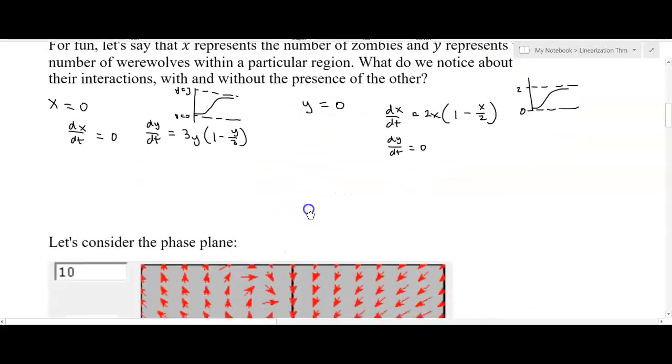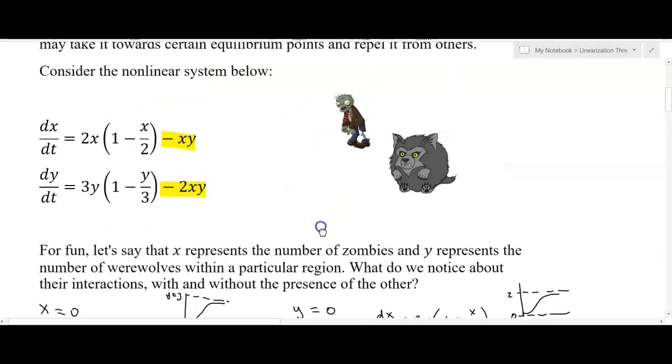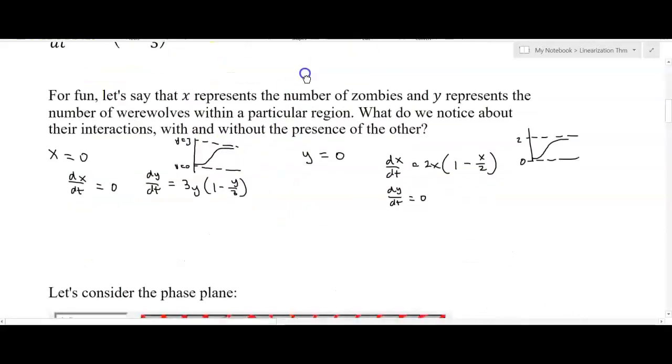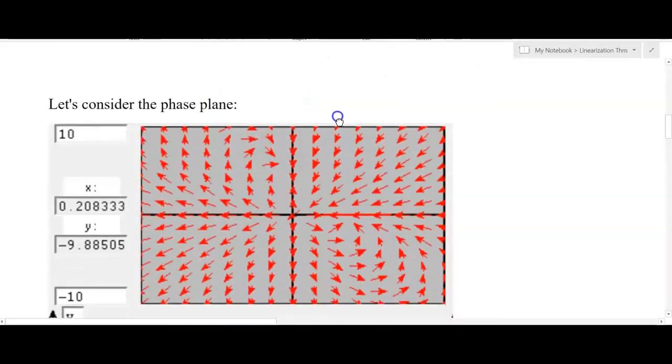So if we consider the phase plane of this nonlinear system, and recall it's nonlinear because of the interaction terms here, these two terms here. You have the product of dependent variables. Although it's not like saying x squared, it's two dependent variables multiplied together. So it is as if we're kind of squaring a dependent variable in a way.